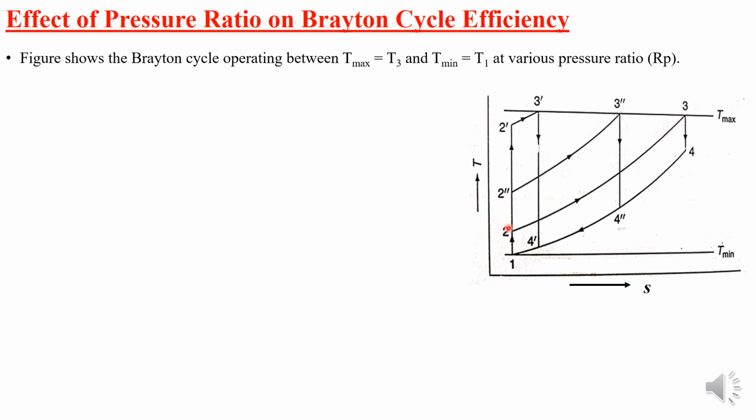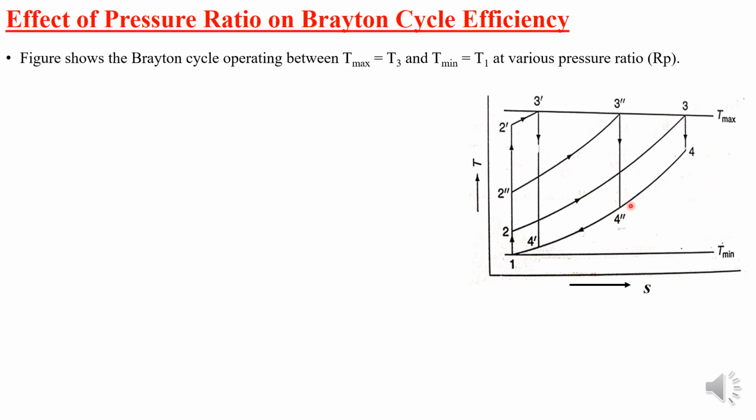So hence the average temperature of heat addition is less, whereas here 2 is increased from 2 double dash, so average heat addition is increased. See, from 2 double dash to 2 dash it is increased. Compared to heat rejection, 4 to 1 is the heat rejection, so here 4 is more, so heat rejection is more in the 4 to 1 process.